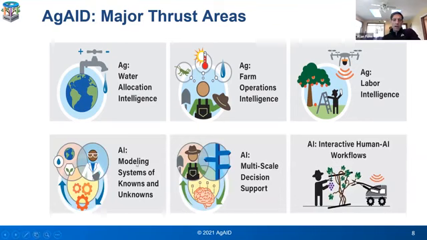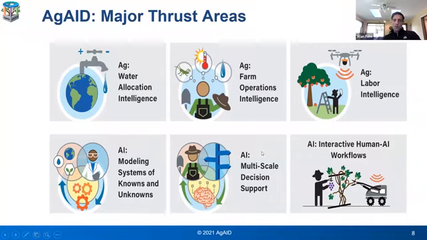And then these are all cross-cutting AI research thrusts for each of these ag thrusts. Basically, AI, we break it down into modeling of systems of knowns and unknowns. What this means is sometimes these systems have some scientific knowledge associated with them, measurements, data, but there are also unknown aspects that are unmodeled through scientific principles that, if we combine that with data and things that we know about science, we might be able to do better at modeling. And so this is a key part of our work.